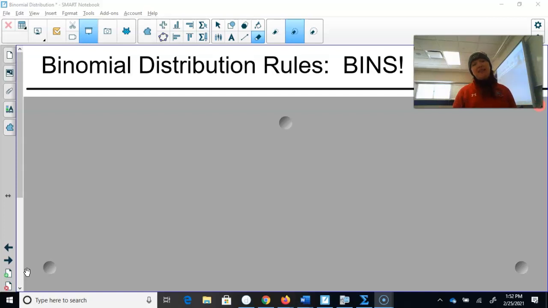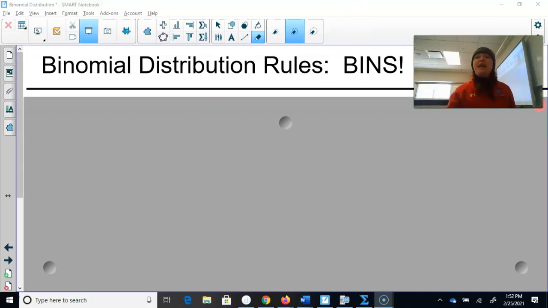We need to be able to recognize if a situation is a binomial distribution, because we're going to learn another, different probability distribution, and that's called the geometric distribution. So you have to be able to know what's the difference when you go and find a probability for a question on your test, which will be coming up in the near future, right?